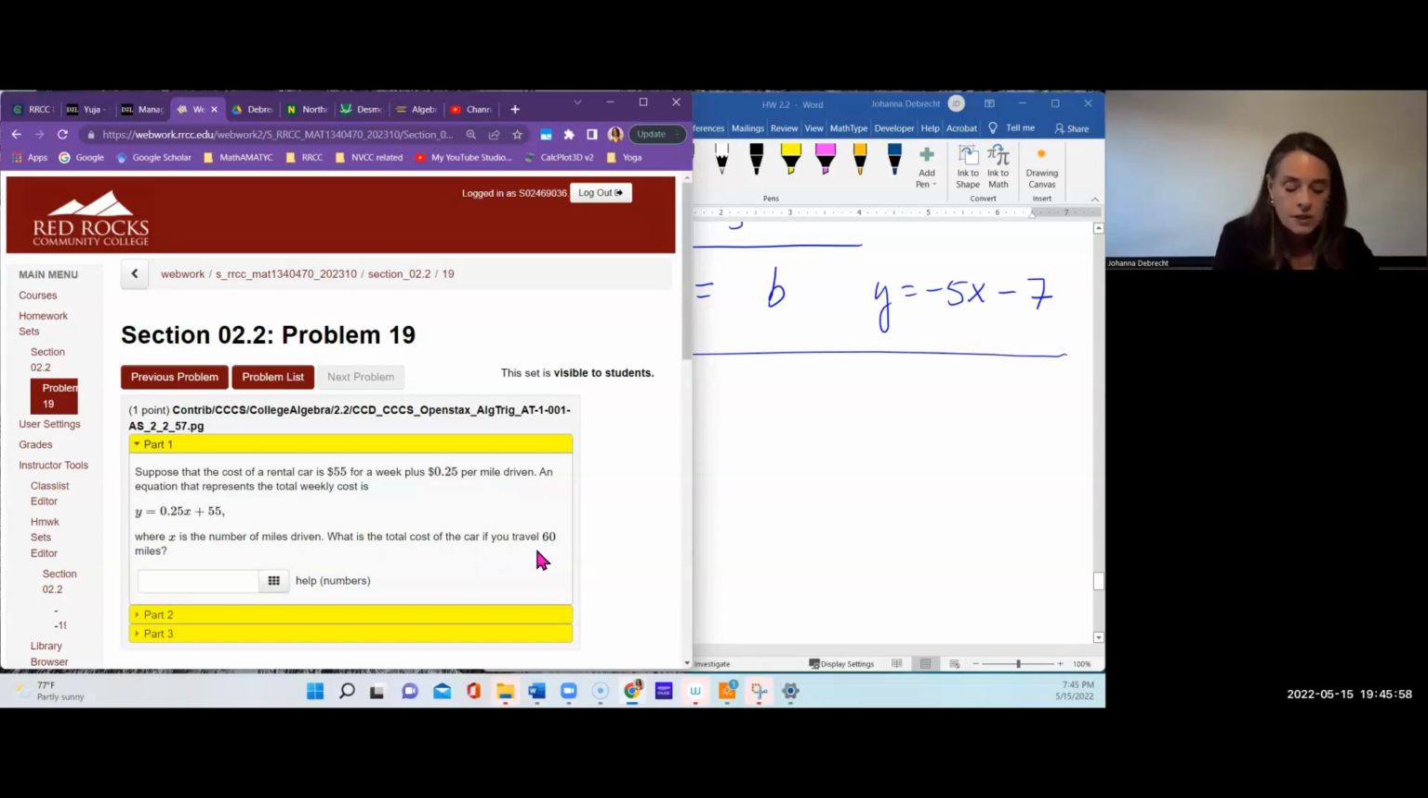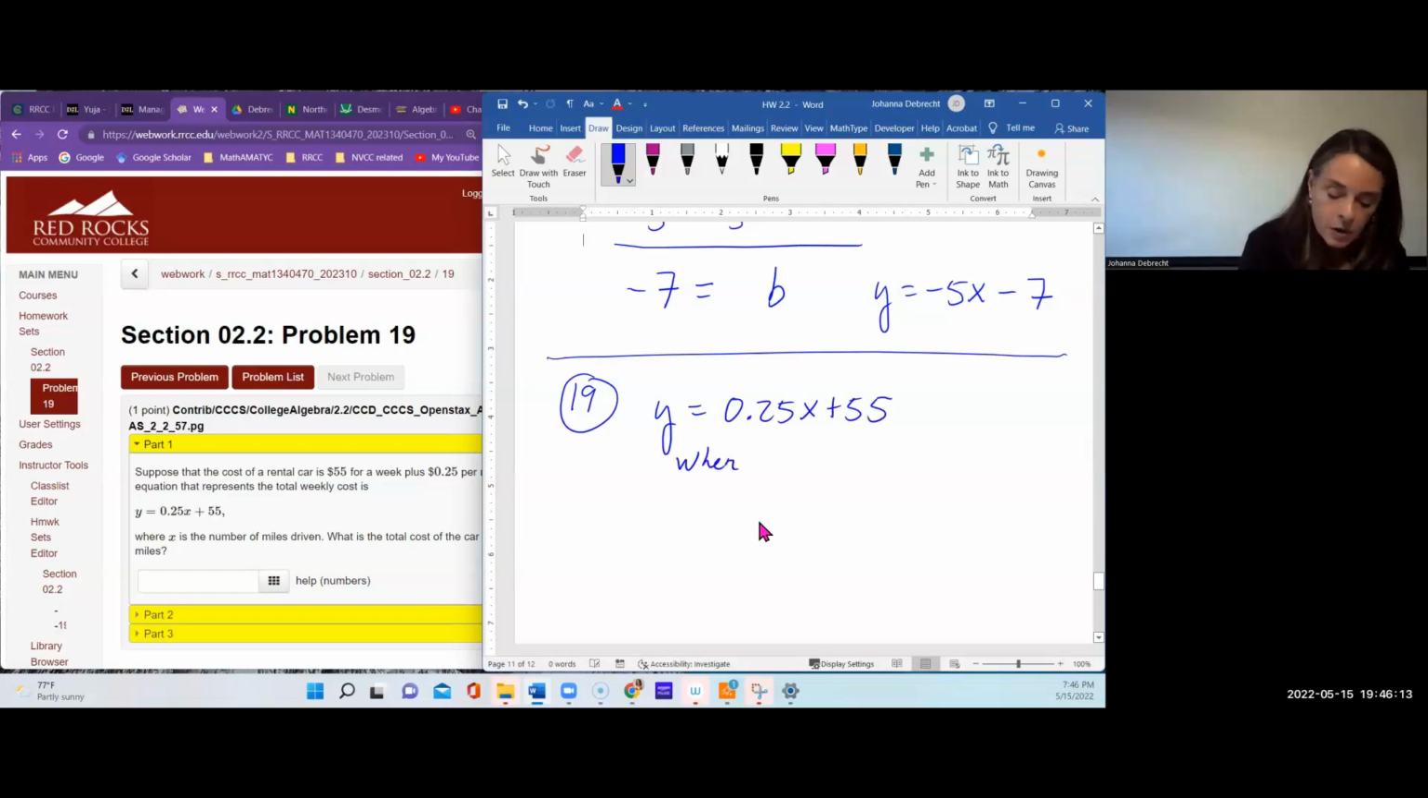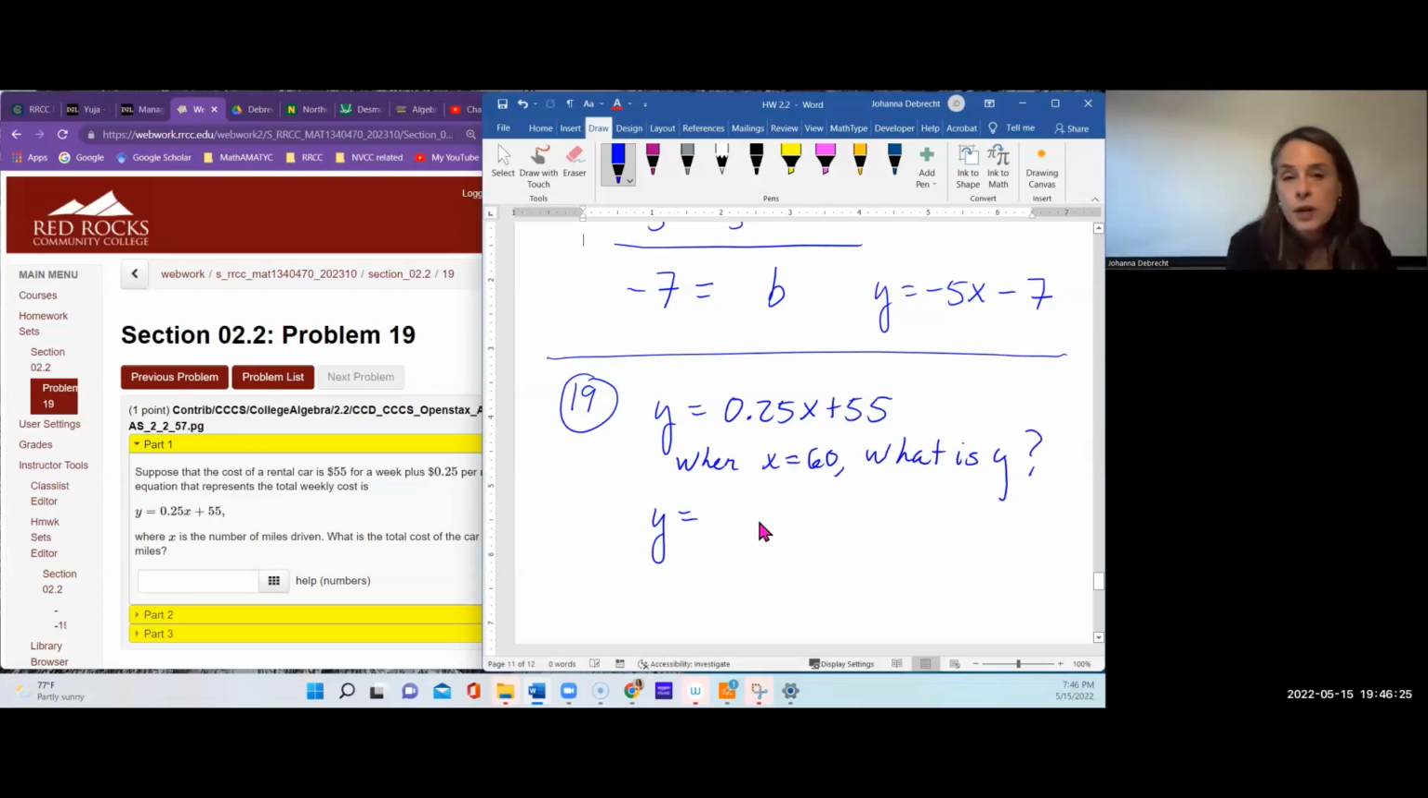Our question is, what is the total cost of the car if we travel 60 miles? We're going to write the equation y equals 0.25x plus 55. They're asking, when x equals 60, what is y? All I need to do is replace x with 60. Y equals, now the 0.25 is also the same as 1/4. If you prefer, you can use fractions instead, which I find to be easier to work with.